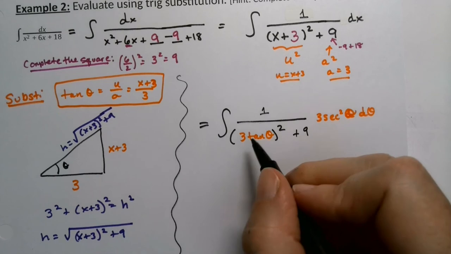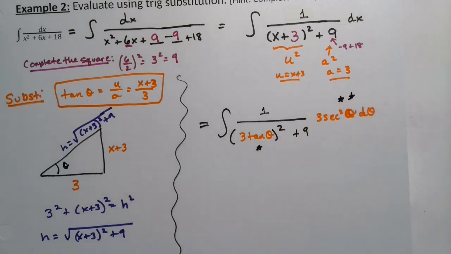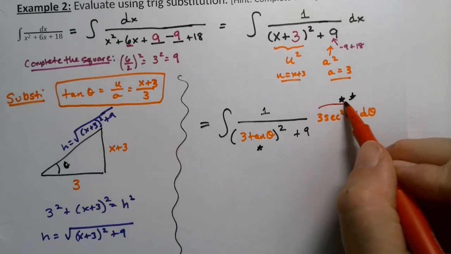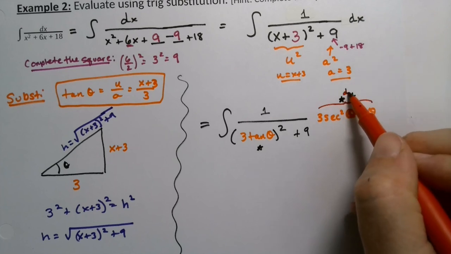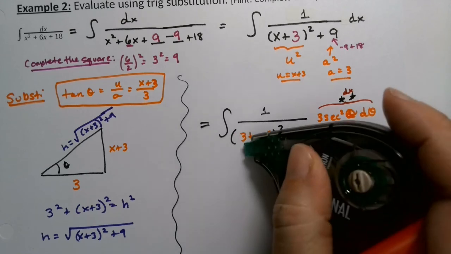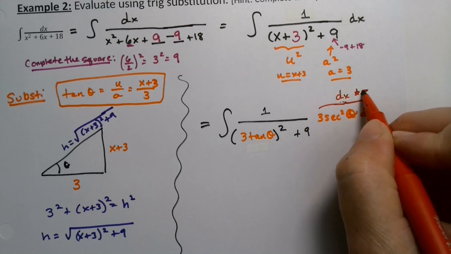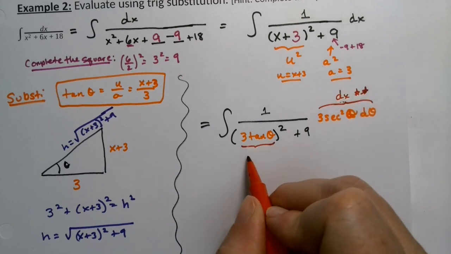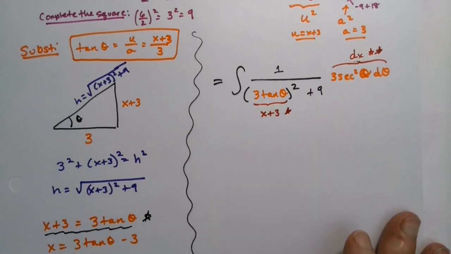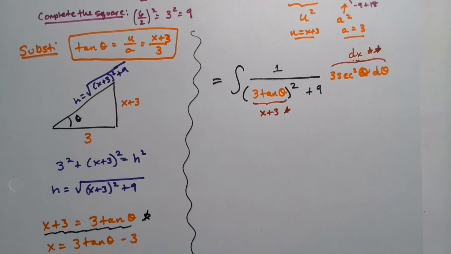So just so we're clear, that's the single star, that's the double star. Those are the substitutions we're making. This is dx right here, and this part right here is x plus 3. That's the double star substitution. And then this is x plus 3, and that's the single star substitution we're making, just so everybody gets what we're doing. And again, why? Well, because you can.